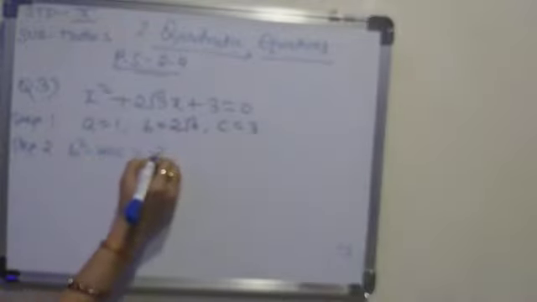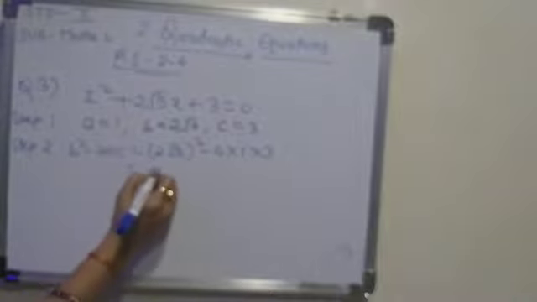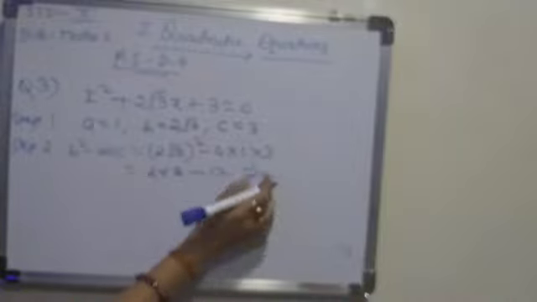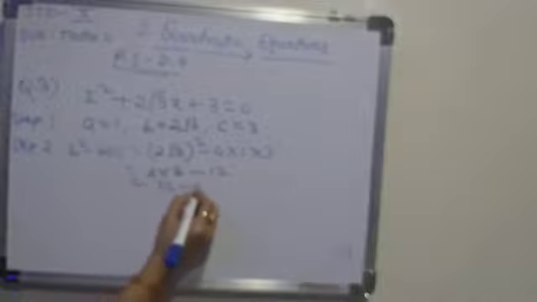Step 2, you have to find the value of b square minus 4ac, which is equal to 2 under root 3 whole square minus 4 into 1 into 3. So the square of 2 is 4, root 3 square will be 3 only, minus 4 3s are 12. 4 3s are 12, so you are getting 12 minus 12. Therefore b square minus 4ac is equal to 0.